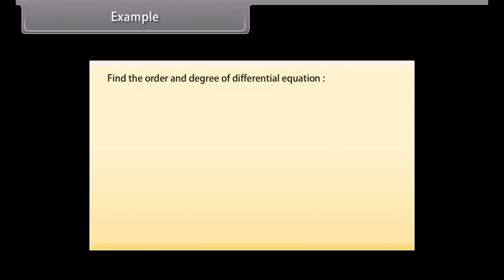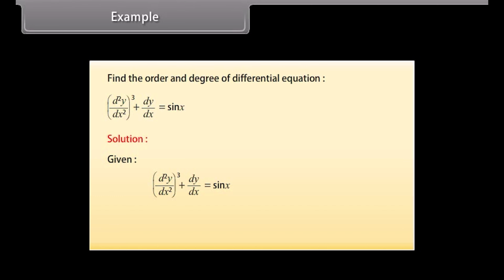Example. Find the order and degree of differential equation. d2y by dx square whole power 3 plus dy by dx equals sine x. Solution. Given d2y by dx square whole power 3 plus dy by dx equals sine x. Order 2. Degree 3.